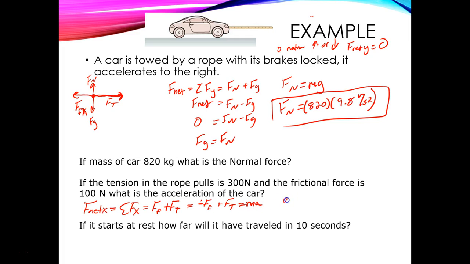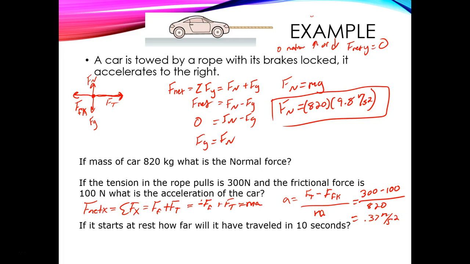We want to solve this for acceleration because that's what we want to know. We know that our acceleration is equal to our force of tension minus that force of friction, all divided by the mass, which in this case is going to be 300 minus 100, all divided by 820, which actually gives us an acceleration of 0.37 meters per second squared.